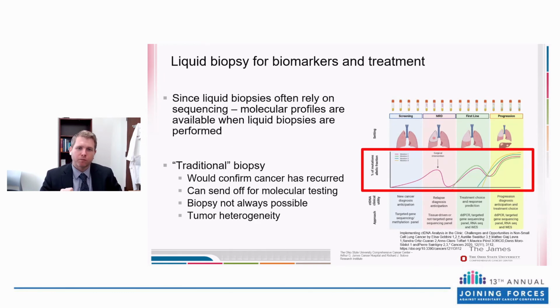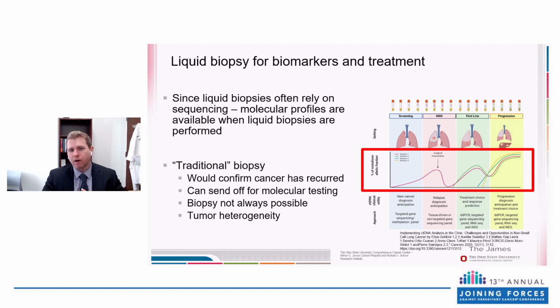So, liquid biopsies for biomarkers and treatment. Since liquid biopsies universally rely on some molecular testing, if we're looking for circulating tumor DNA, we're going to be sequencing that DNA and getting an up-to-date molecular profile. That's going to give us up-to-date information, particularly for precision medicine decisions. A traditional biopsy would tell me, yes, the cancer's come back, and I can send that off for molecular testing to get information.